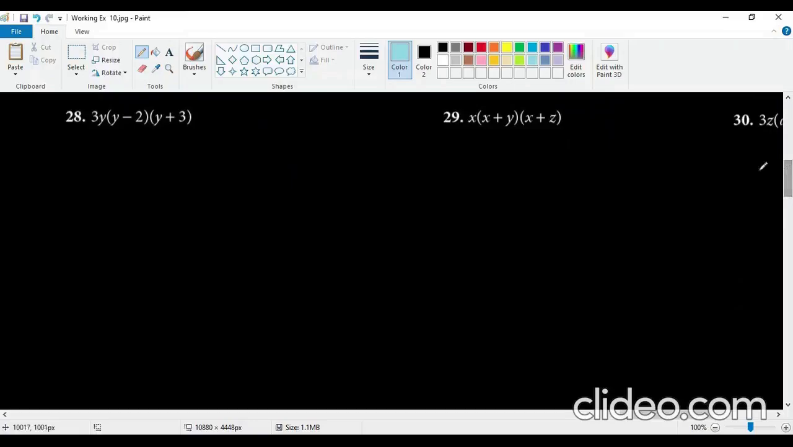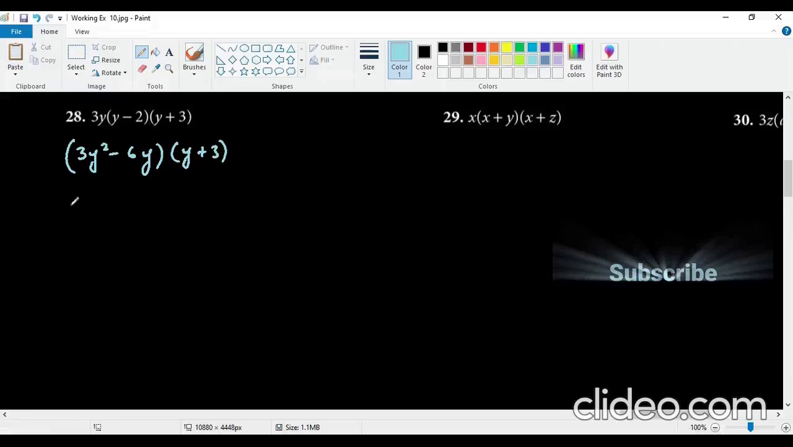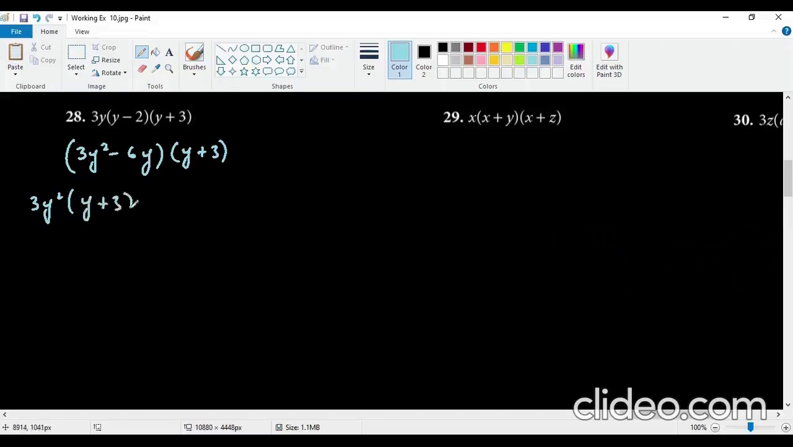Now I multiply 3y with y. That means this is going to give me 3y square, and minus 6y is multiplied by y plus 3 like this. So first I will write 3y square opening a bracket with y plus 3, and then second option from here, minus 6y is multiplied by y plus 3 once again.